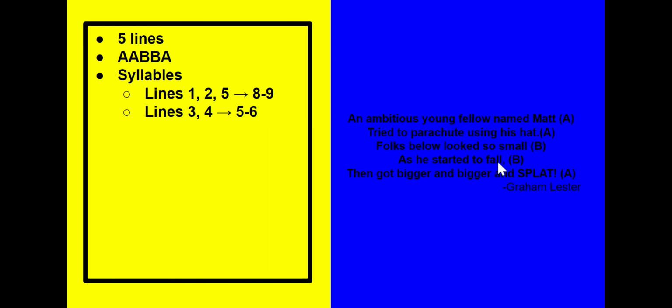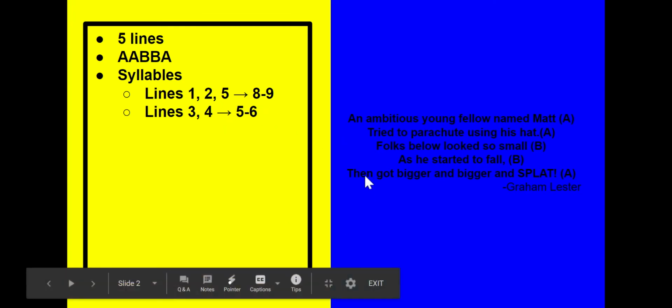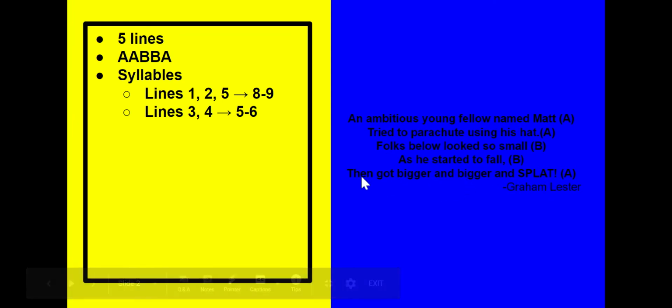As he started to fall. As is 1 syllable, he, second syllable, started. So it'd be 1, 2, 3, 4, 5, and 6. Again, that works. And then finally, then got bigger and bigger and bigger and splat. So here's 1 syllable, 2, bigger, 3, 4, 5, 6, 7, 8, and 9 syllables.